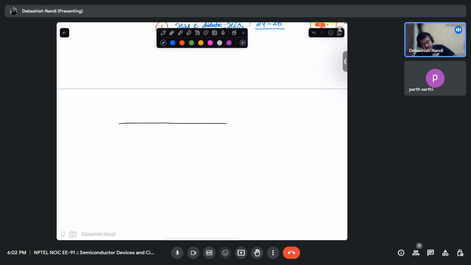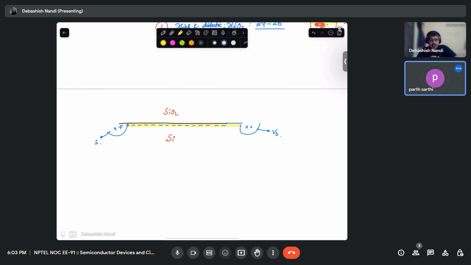Suppose you have an interface. Where do the electrons move? This is silicon dioxide and this was silicon. These are the inversion layer electrons, and these are my N plus drain, VD, and these are my N plus source. So electrons will move in this region only, near to the surface.